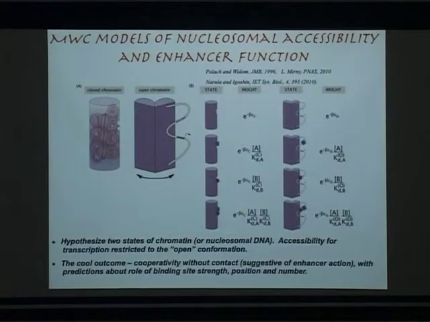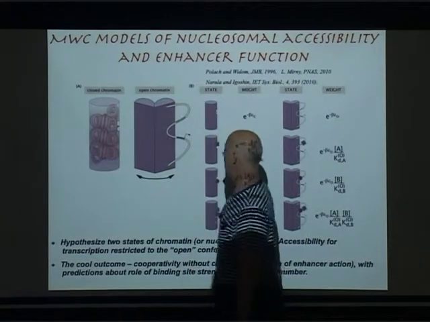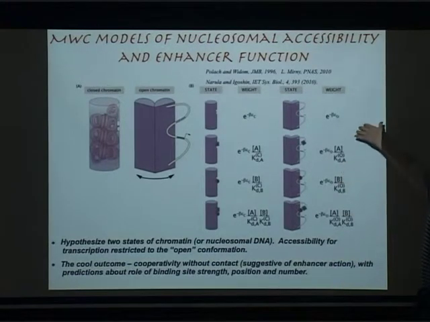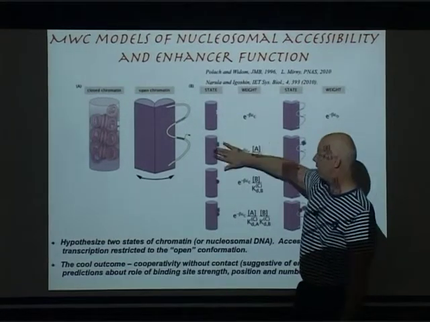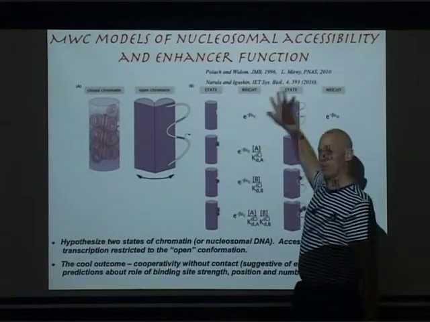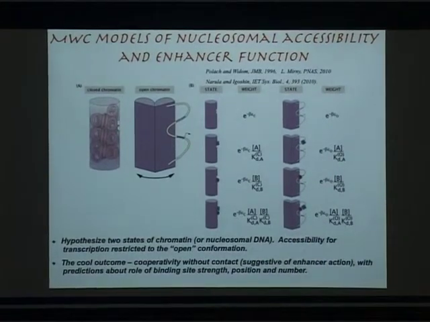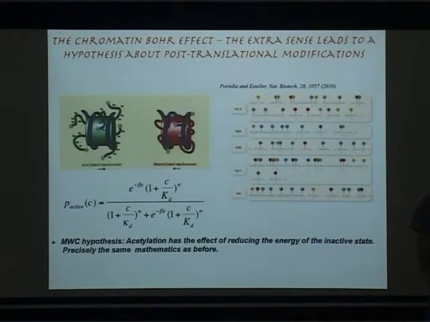And the idea of both of them, it's a hypothesis, okay? But the hypothesis is that you have a closed state of chromatin and an open state of chromatin, and the binding of ligands has a different KD when you're in the closed and the open state. So this is the ion channel case all over again. You can see there's 8 states: empty, bound left, bound right, doubly bound, in both closed and open. And the reason that's interesting, I think, is that it leads to a hypothesis about post-translational modifications of histones.